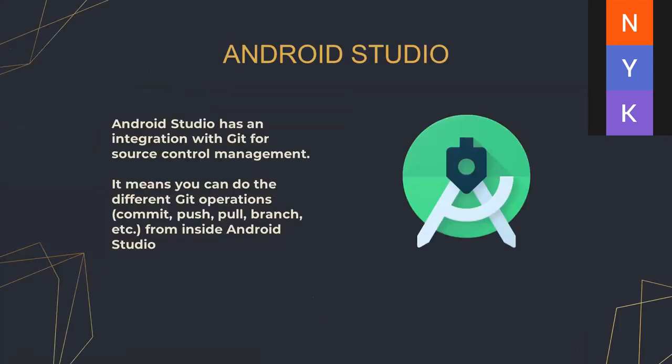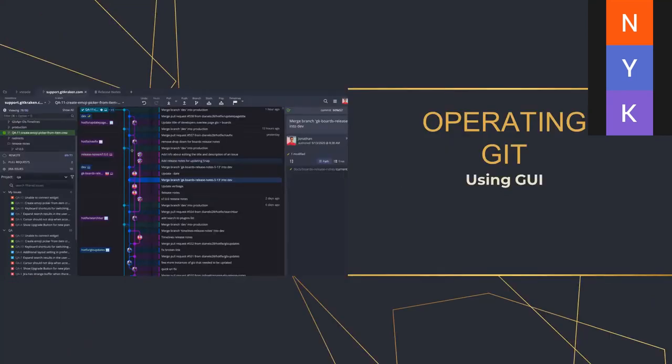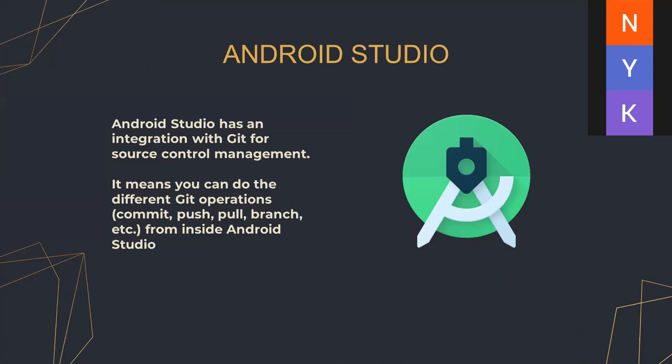Now about Android Studio. Thankfully, you don't need to install different software to manage your Git versions. I personally use Sourcetree, if you know about that. Sourcetree is GUI software that can operate Git, and I usually use it to manage my website projects. But for our Android project, you don't need to install additional software. Why? Because Android Studio already has Git, or version control, integrated inside the software. It means you can do the different Git operations, commit, push, pull, branch, from inside Android Studio, with no need for additional software.